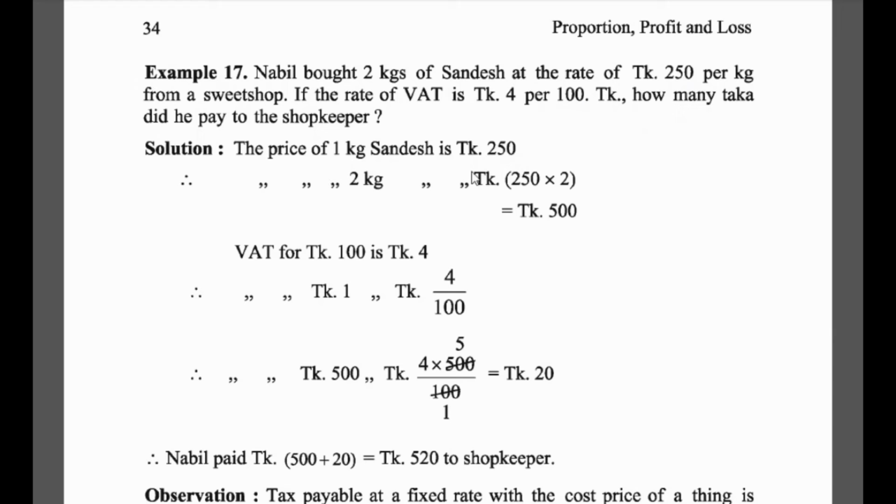The price of 1 kg sandesh is taka 250. So he bought totally 2 kgs. So the price of 2 kgs must be multiplied. So 2 into 250, that means 500.